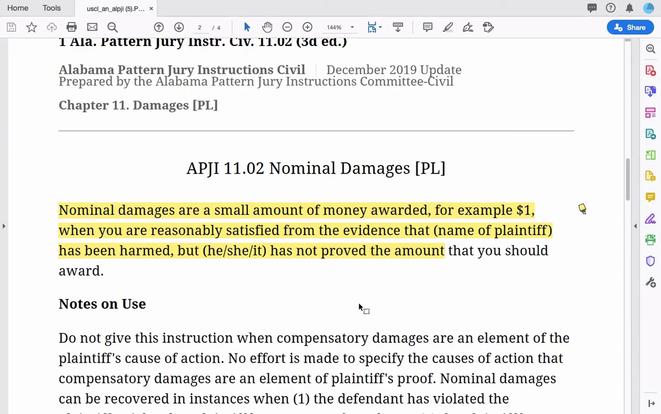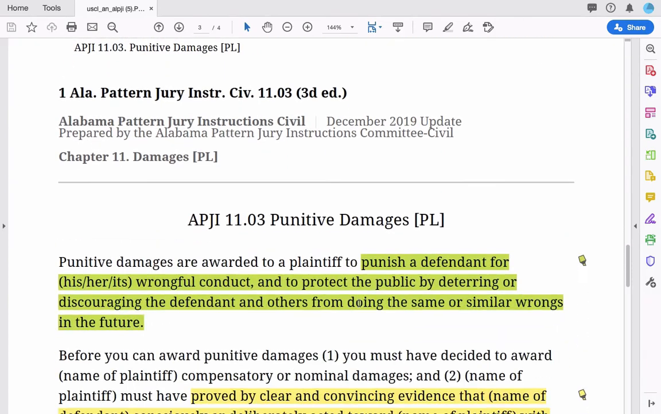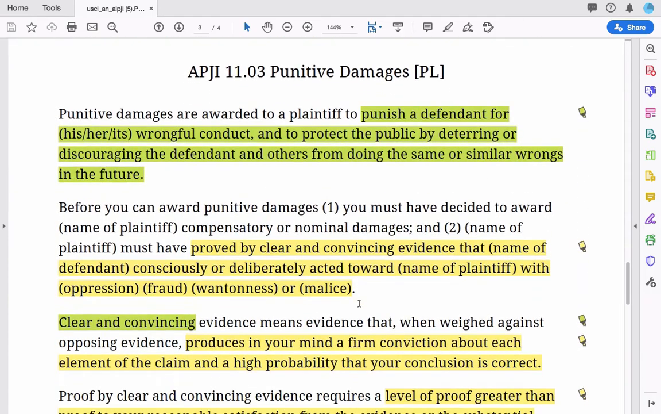The jury did find against the defendant, and nominal damages can open up the defendant to having to pay attorney's fees, and to having to pay punitive damages. So it can be very important. Now, we'll look at punitive damages. Here we see that there are two purposes. One, to punish a defendant for wrongful conduct, and to protect the public by deterring or discouraging the defendant and others from doing the same or similar wrongs in the future.